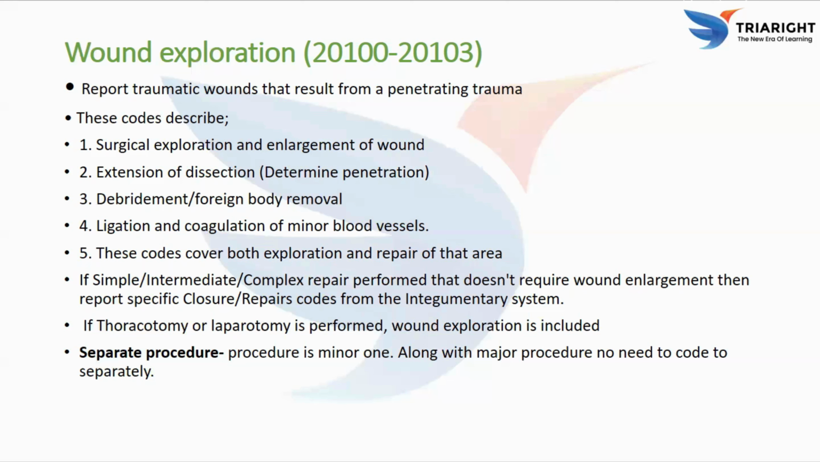Fifth is that major procedures override wound exploration. If a thoracotomy, nothing but a chest surgery, or a laparotomy, an abdominal surgery, is performed, wound exploration is considered included. You do not code wound exploration separately. And the separate procedure concept: wound exploration is labeled as a separate procedure, meaning it is a minor procedure. If done along with a major surgery, it is not reported separately. It is coded only when it is performed alone.